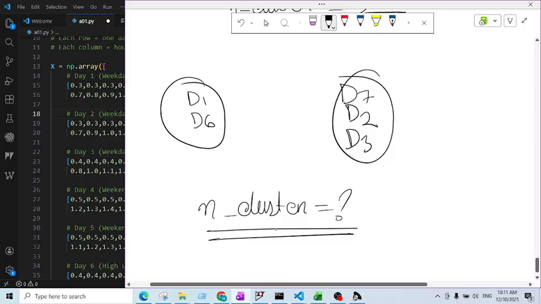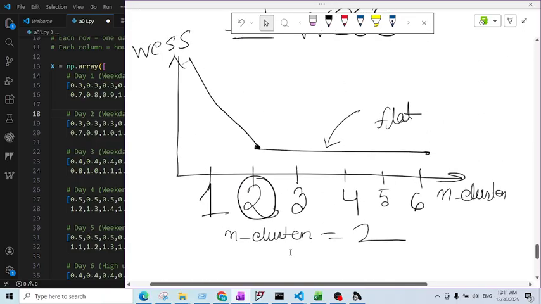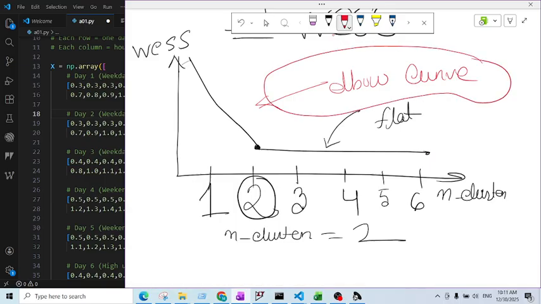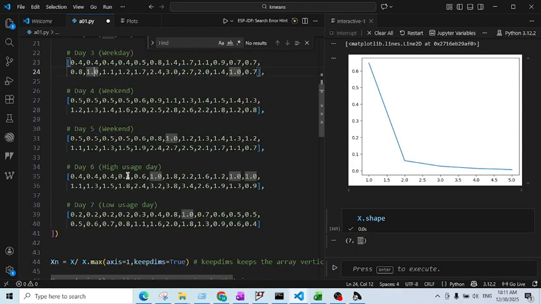So again, you have to find this kind of curve. Basically this curve is called the elbow curve. We have a name here. This curve is actually called the elbow curve, where the y-axis has WCSS and here you have n cluster. So let's find the elbow curve.